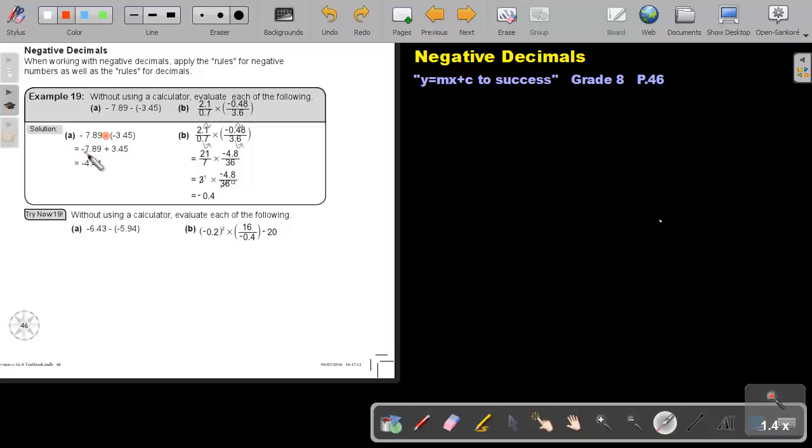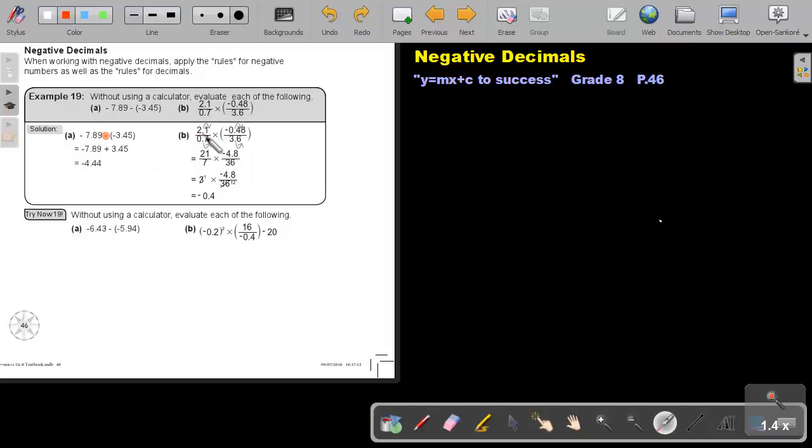But now, you have negative 7.89 and positive 3.45. So if the signs are different, what do I do? I subtract the two numbers. And now, look, did I move more negative units or more positive? More negative. And that's why the answer will be negative.